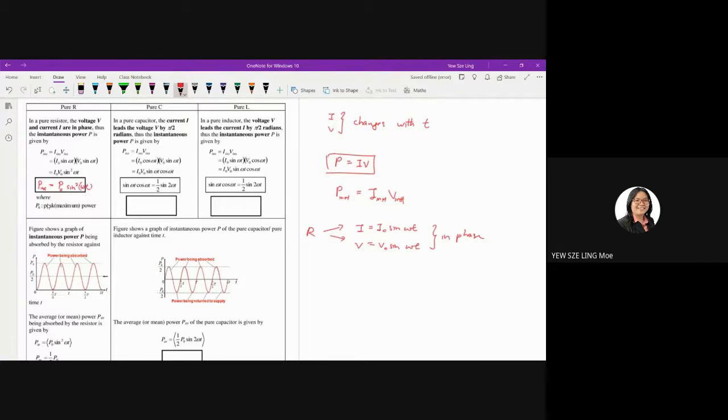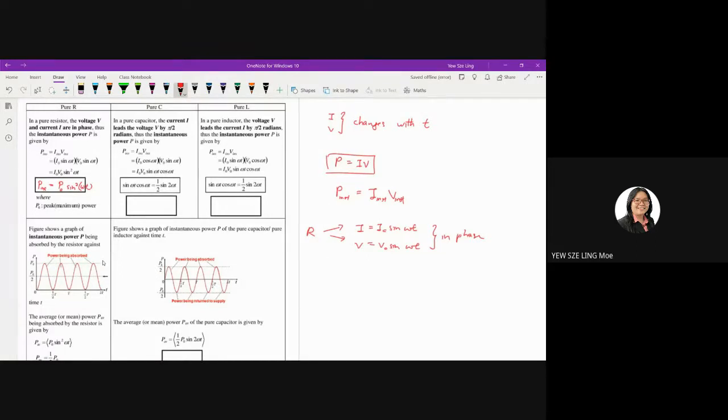Now, peak power, well, I wouldn't say it doesn't represent the maximum. It depends on the graph, where your peak power is. The peak power in your calculation does not always represent the maximum value in the graph. We'll look at it in a bit. So don't get confused between the peak power and the maximum power. For a pure resistor, yes, peak power equals maximum power, based on the graph.